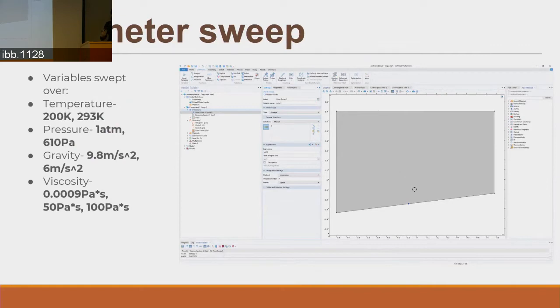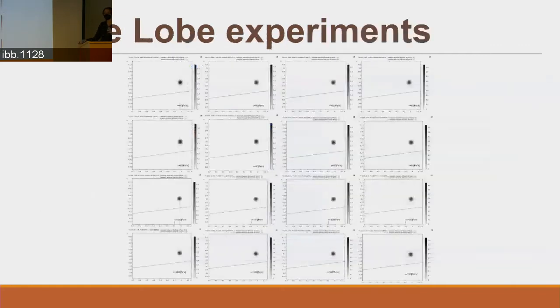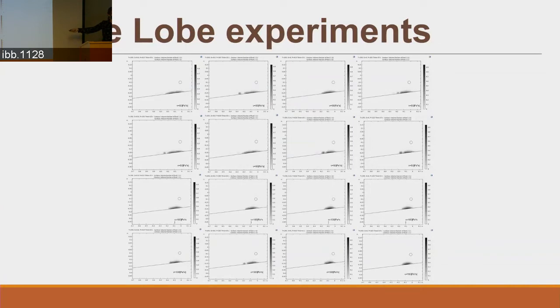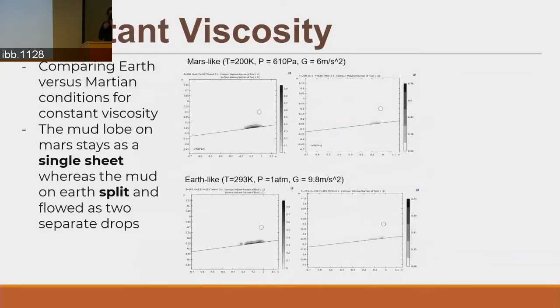Is it the temperature? Is it the pressure? Is it the gravity? Or is it the viscosity? And we found a lot of data. We got 16 specific plots, but what's actually relevant from these plots? So, looking at constant viscosity, this is under the viscosity of, I believe, 50 pascals per second, which is, think, like halfway between water and honey.